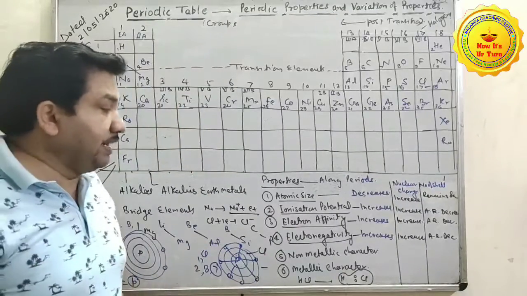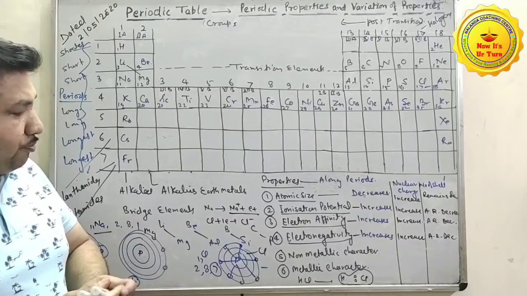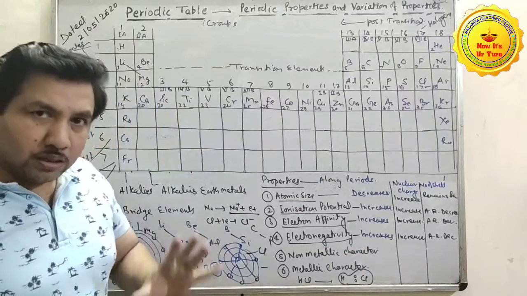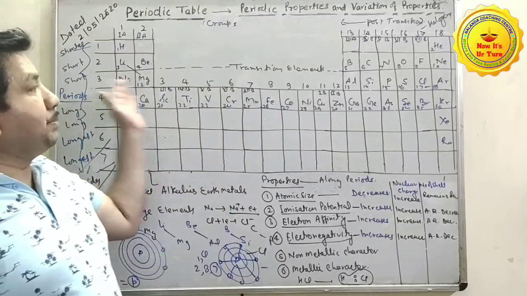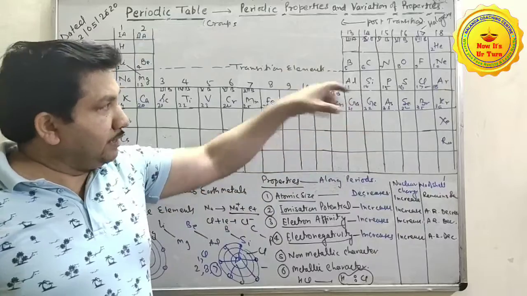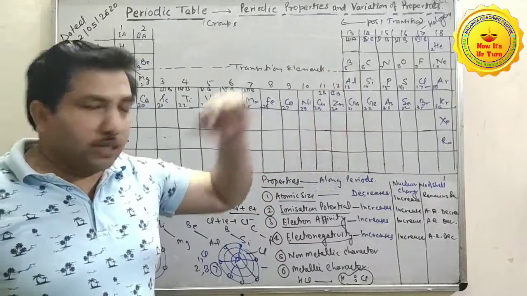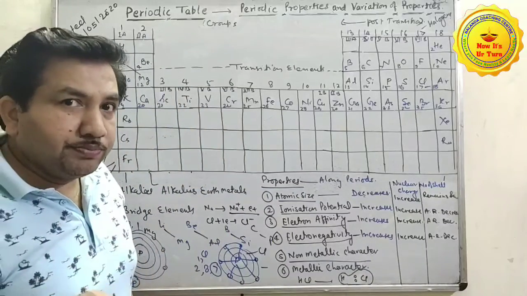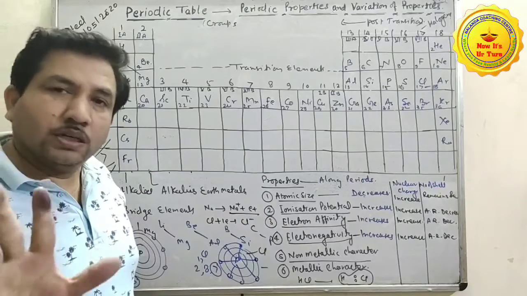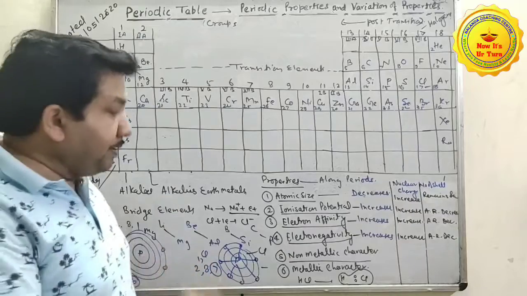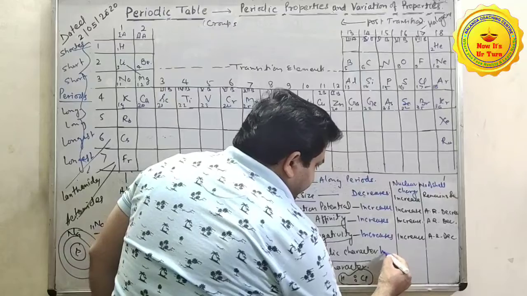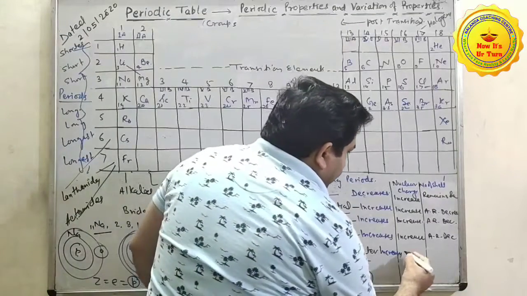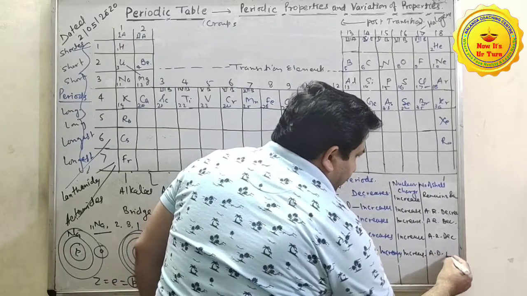Now non-metallic character. How can we understand non-metallic character? Non-metallic character means the tendency of an atom to gain an electron. While we are moving from left to right in the period, the tendency of an atom to gain an electron increases. Chlorine is more electronegative because it accepts the electron here. So non-metallic character also increases while moving from left to right in the period. Clear? The reason is increasing nuclear charge and decreasing atomic radius.